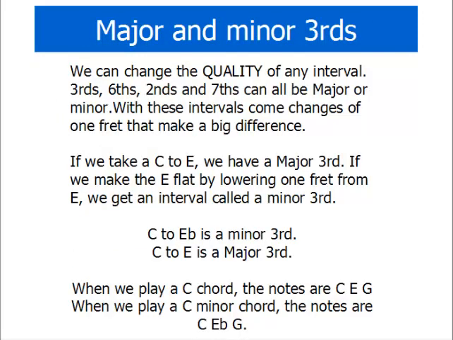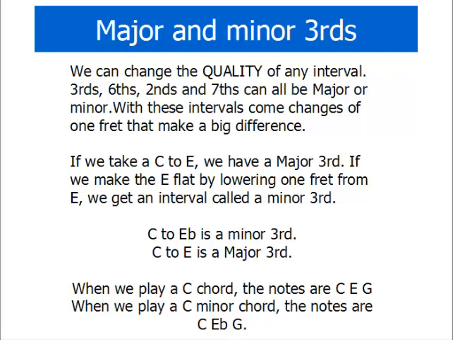Now, major and minor thirds, we can change the quality of any interval. Thirds, sixths, seconds, and sevenths can all be major or minor. With these intervals come changes of 1 fret that makes a big difference. If we take a C to an E, we have a major third. If we make the E flat by lowering 1 fret from E, we get an interval called a minor third. So C to E flat is a minor third. C to E is a major third. When we play a C chord, the bass notes of the C chord are C, E, and G. That makes a major chord, a C major chord.